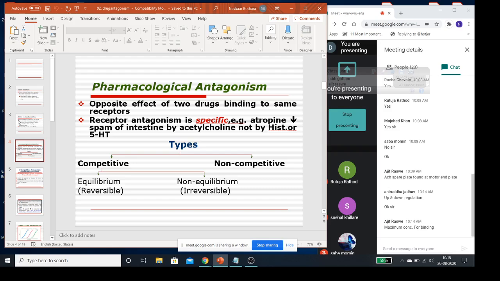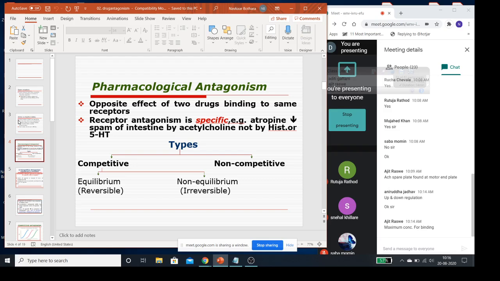However, when we call it non-equilibrium, it is irreversible. And why is it irreversible? Because the binding, particularly of this antagonist, can be covalent or with stronger forces, and they can modify the structure of the receptor. Okay, and because of that it becomes the problem.